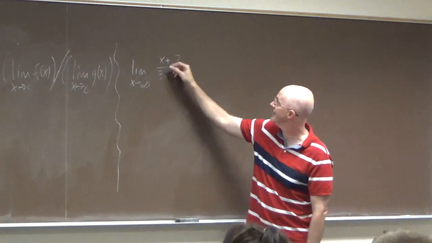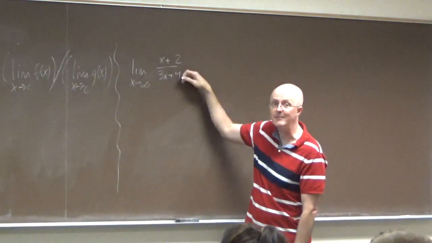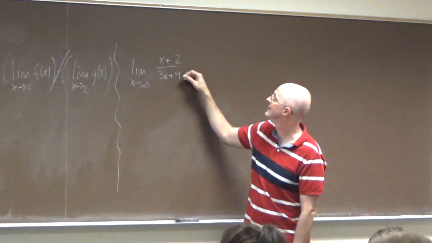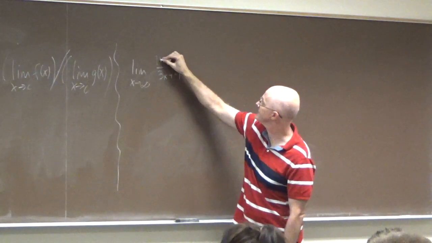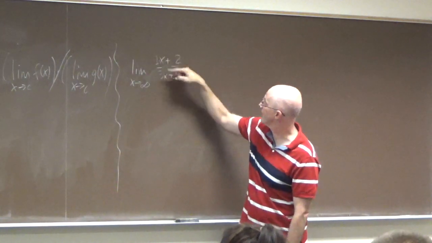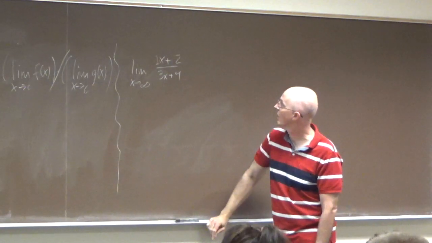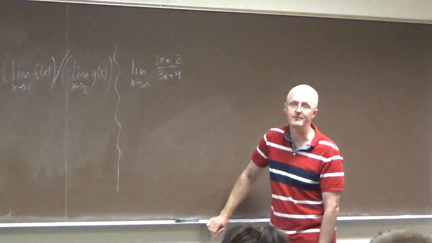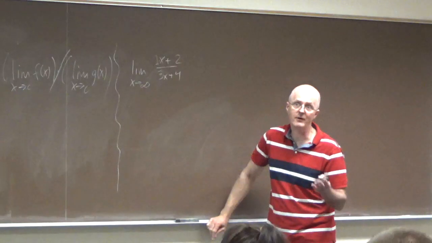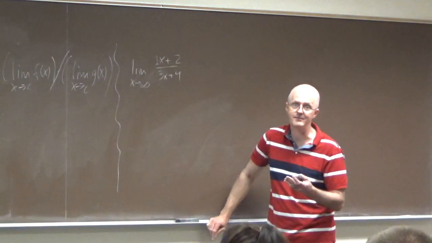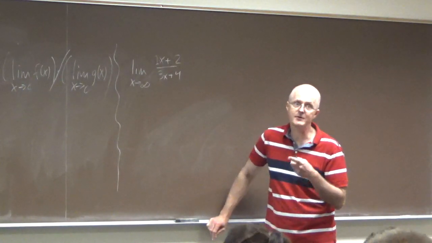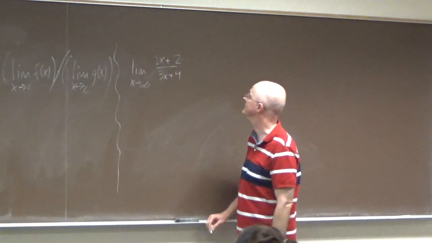1/3. 1/3, right? The degree of the top and bottom are the same, 1. So you look at the ratio of the coefficients of the highest powers of x, 1 and 3. The answer is going to be 1/3. Now I've told you before this point that you can just say that's the answer. But you should be able to also confirm it with the following calculation.